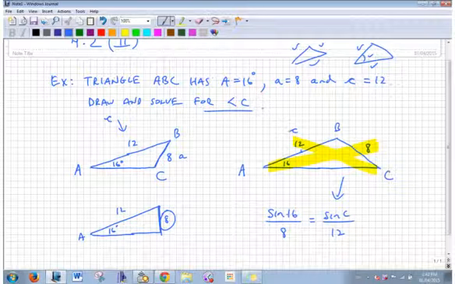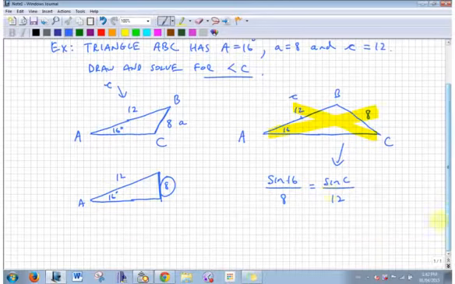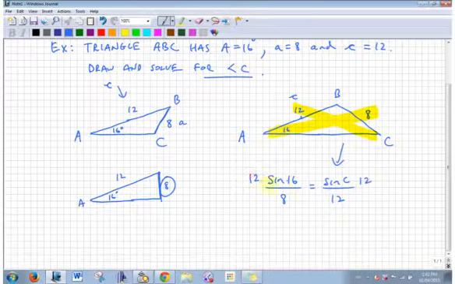Everybody good? Okay, so what do I do next? I put the angle on top because I know I'm solving for an angle. So all I have to do to get sine C by itself is multiply both sides by 12, right? 12 divided by 12, it's gone. You don't have to make that sound effect. Okay, 12 times sine 16 divided by 8 is sine of C.